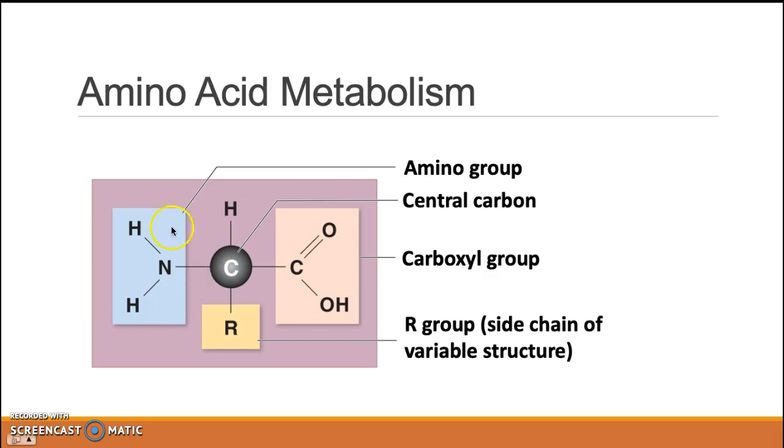So here we have our central carbon, and there's a hydrogen on here. This is the carboxyl group. Here's the amine group, there's the nitrogen right there. And then this R group, the one that shows all that variation, gives us our 20 different amino acids.